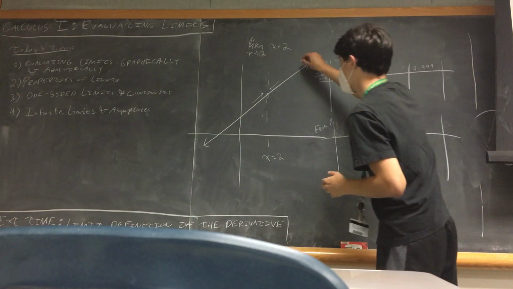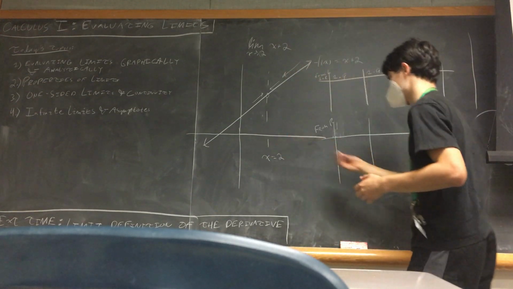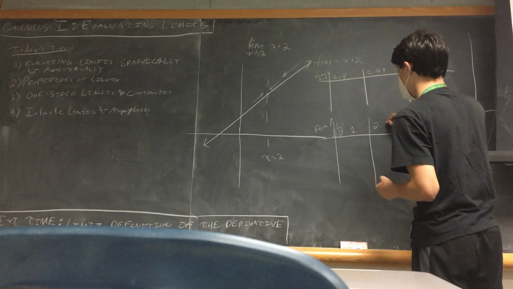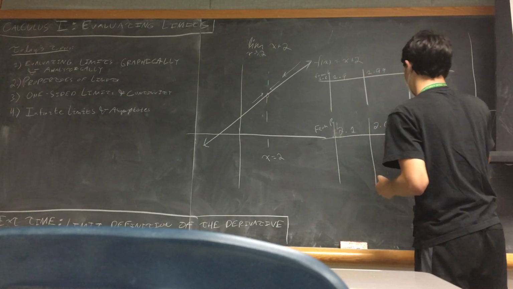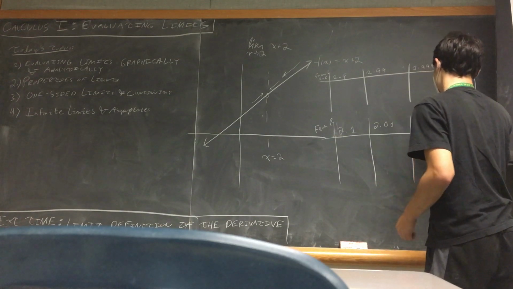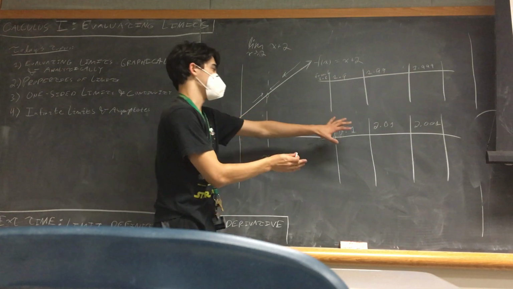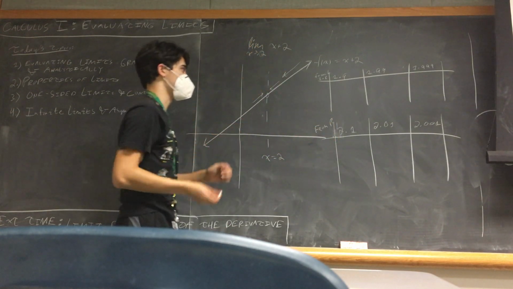Now from the right is from this side of the graph, so from above 2. So let's say 2.1, 2.01, and 2.001. So these are our values. Now let's plug them into our equation to see what we get.